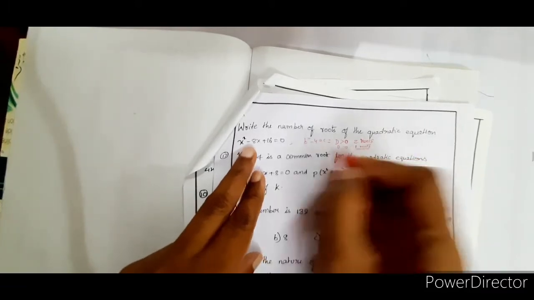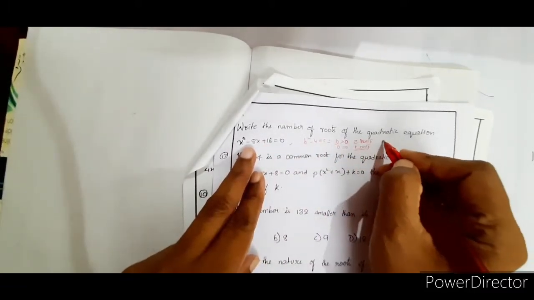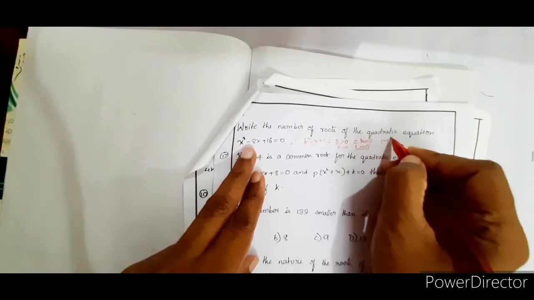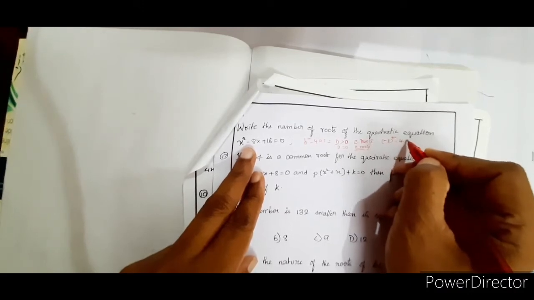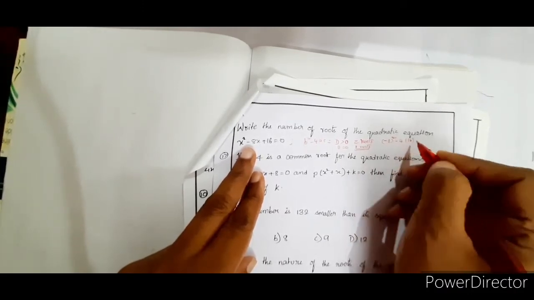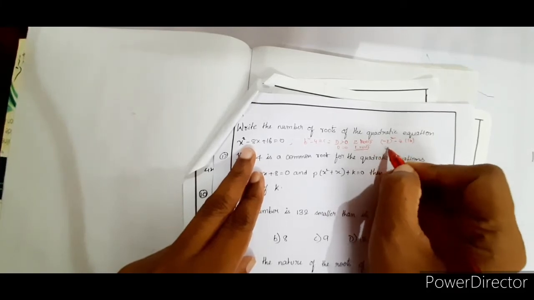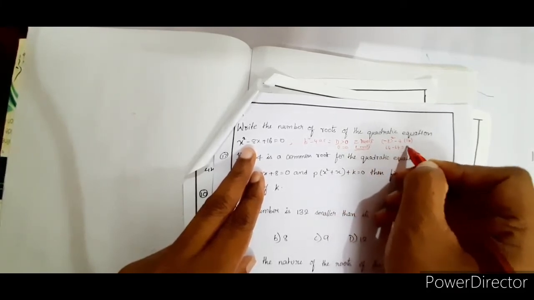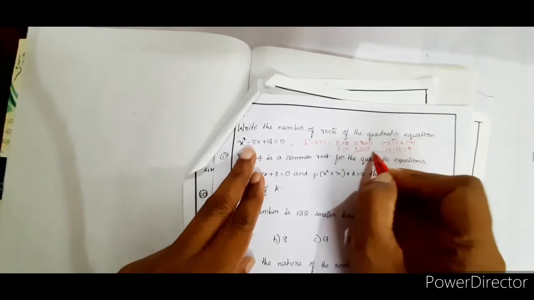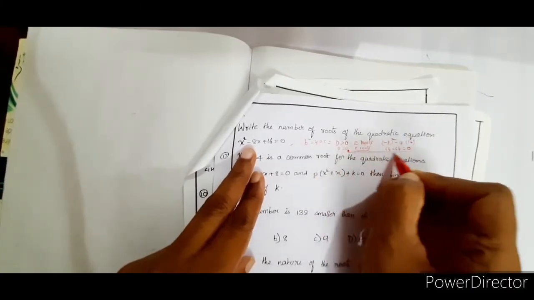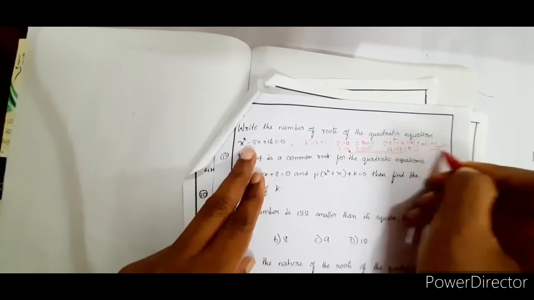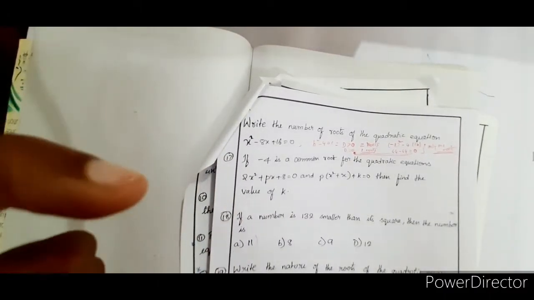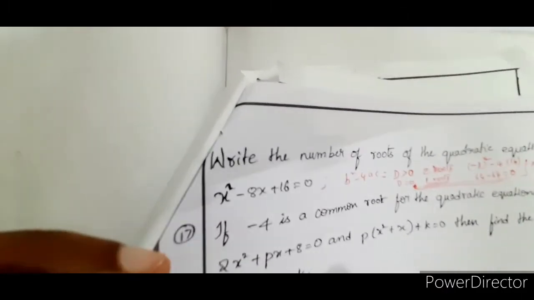So now let's find the discriminant here. That is b square, which is minus 8 whole square, minus 4ac, 4 into a is 1 into c is 16. So this is 64 minus 64, which is equal to 0. That means the discriminant is 0, and therefore you have only one root. Is this clearly visible, or do I need to bring it down?